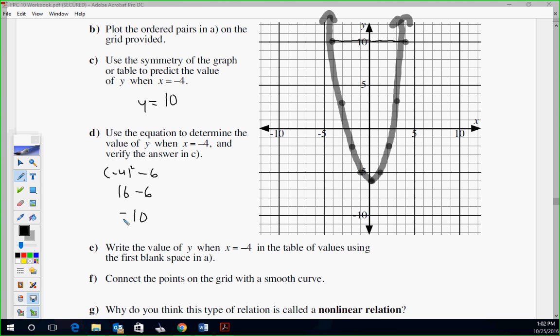Good. Write the value of y when x is negative 4 in the table. So write that value in there. So negative 4, 10. Put that in that spot in the table above. Connect the points in the grid. Smooth curve. Why do you think this type of relation is called a nonlinear function? Negative 4, 10 goes into your table for that last spot that's open in your table. See that open box?